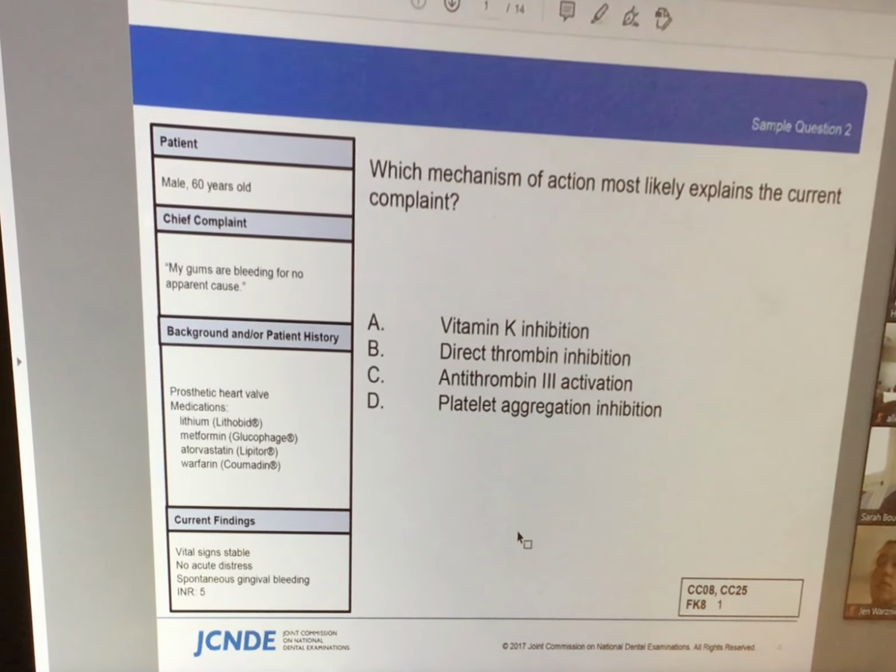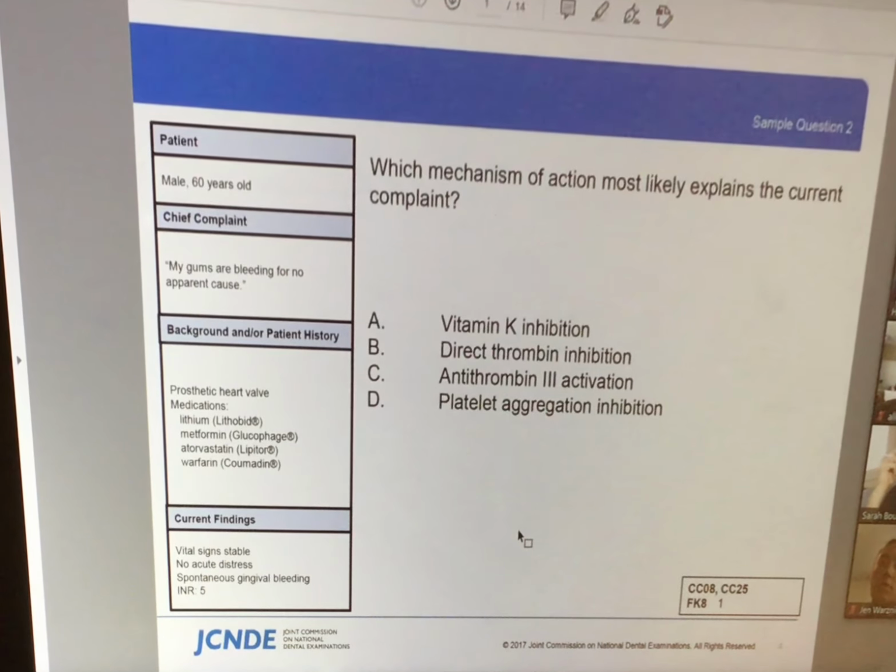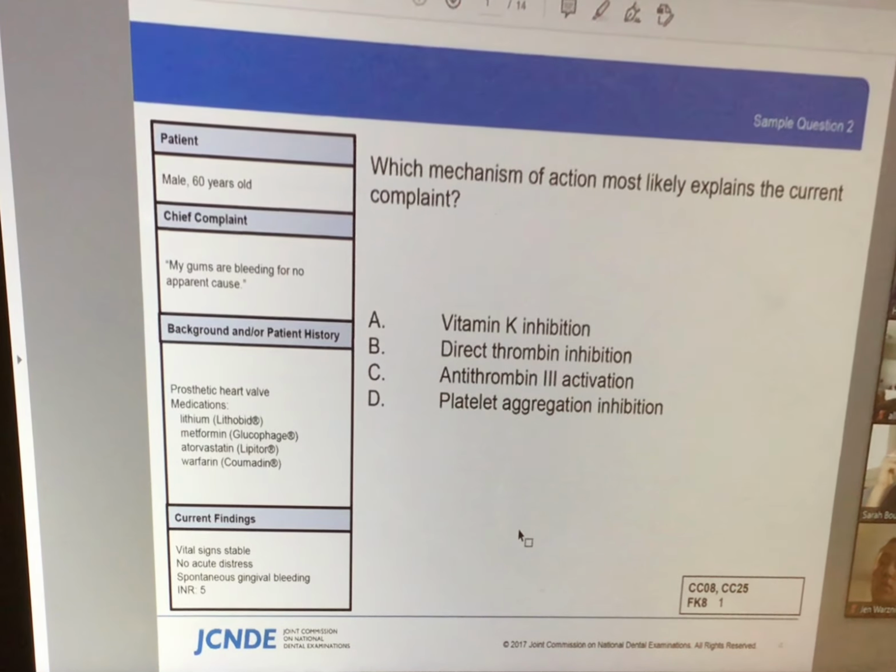Which mechanism of action most likely explains the current complaint? A, vitamin K inhibition; B, direct thrombin inhibition; C, antithrombin III activation; D, platelet aggregation inhibition. So we know the warfarin is a vitamin K inhibitor, right? So here the correct answer is vitamin K.